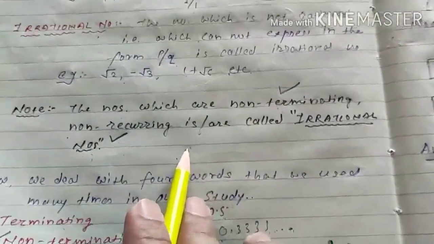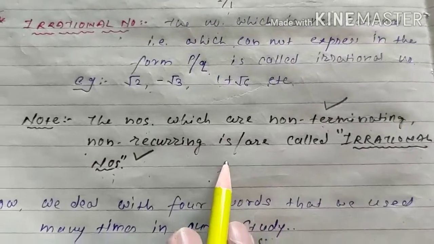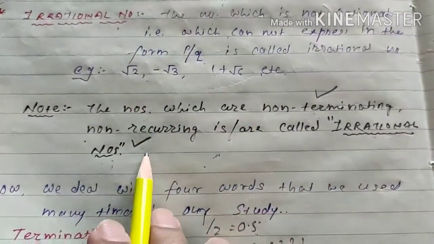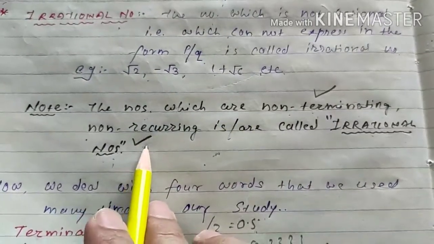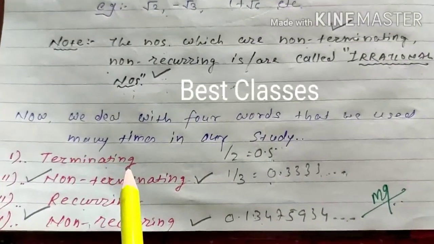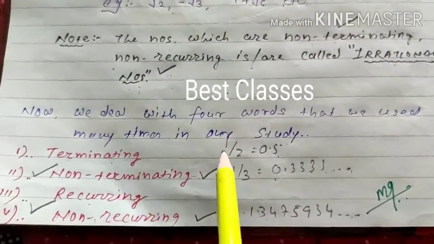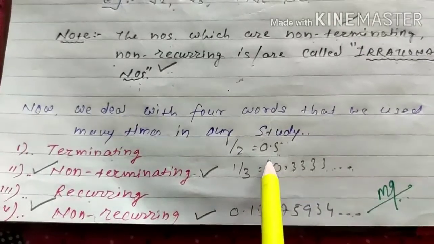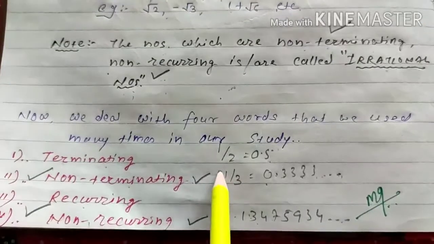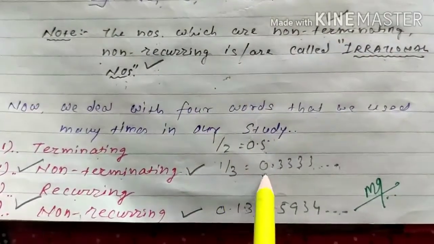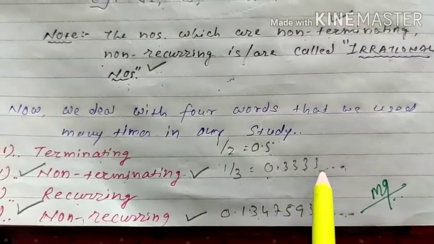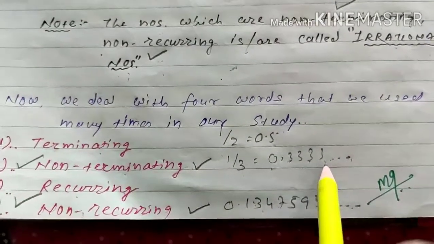Before dealing with the real numbers, we go through four more terms that you already learned in 9th standard. The irrational number means non-terminating, non-recurring. Terminating means which has some end, like 1 upon 2, so we can write 0.5. That is called a terminating number. Non-terminating means, suppose you do 1 upon 3, then the answer is 0.3333 and so on. It means that there is no end. That's why it is called non-terminating.